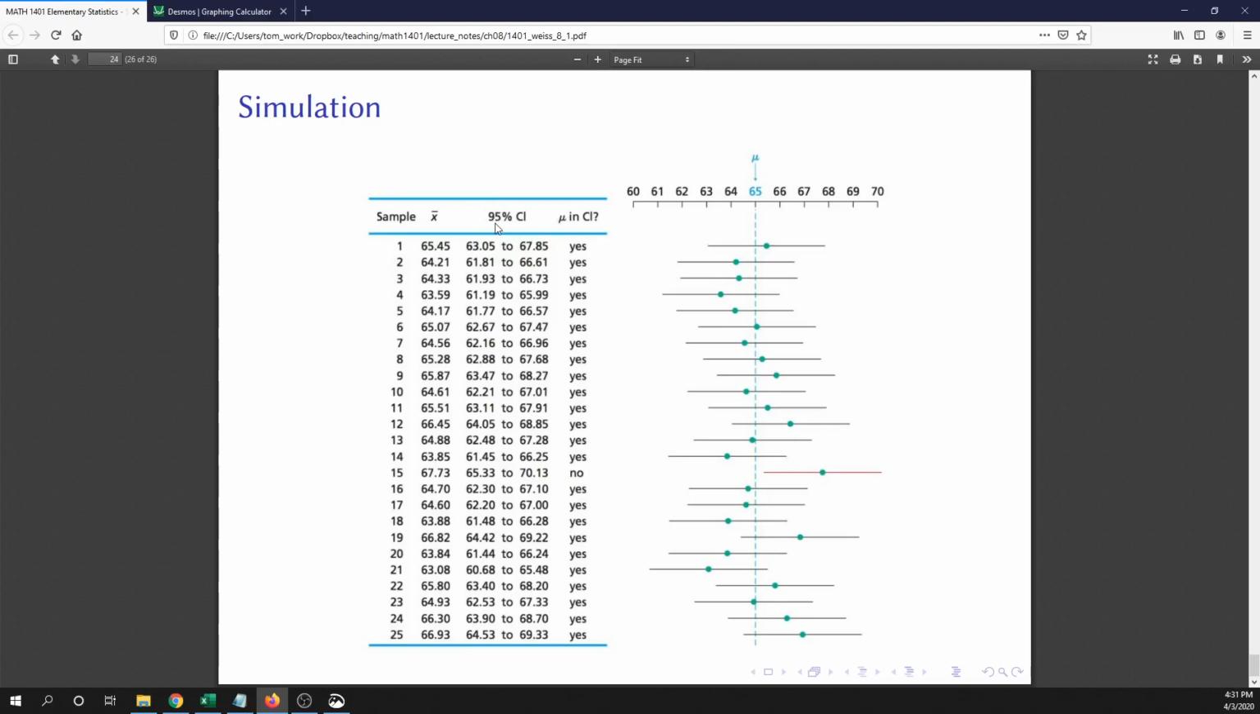When I first saw this, I was like, well, I don't want to be 95% sure. I want to be 100% sure. But you can't be 100% sure. The only way to get 100% is to take a census, find the data for every single item in the population, and that defeats the purpose of doing this. You can't do that in every situation. It's just not feasible. Okay.